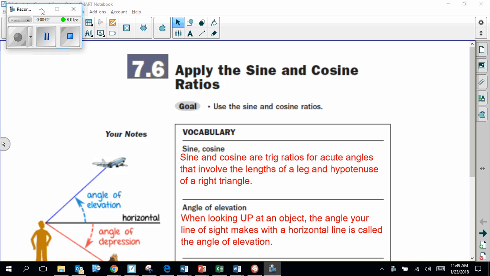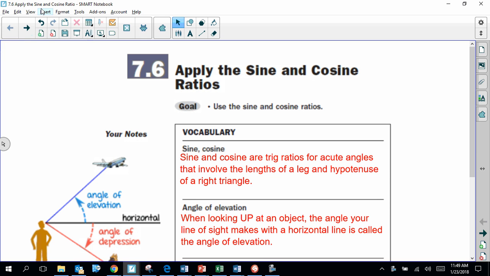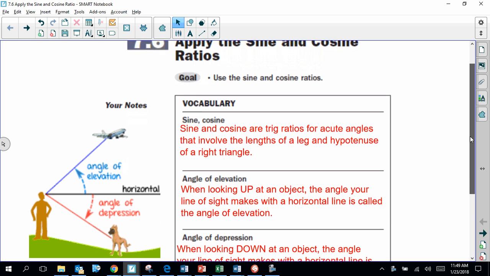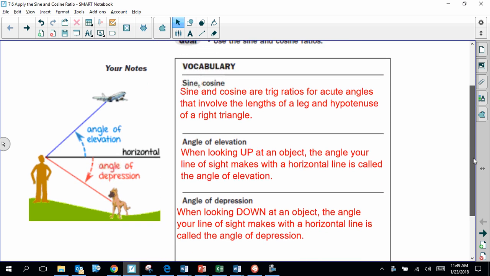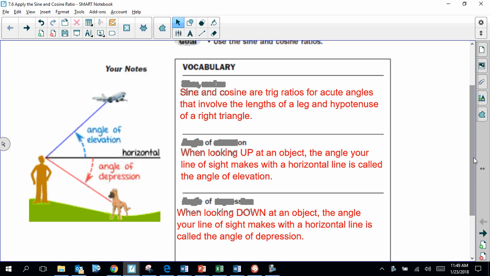Hey everybody, this is Mr. Piercy, and today we're going to be looking at a couple of trig ratios associated with right triangles, the sine and cosine function. Now in a previous video I've talked about tangent and given some information about sine and cosine, but today we're going to be focusing specifically on what sine and cosine are going to be used for.